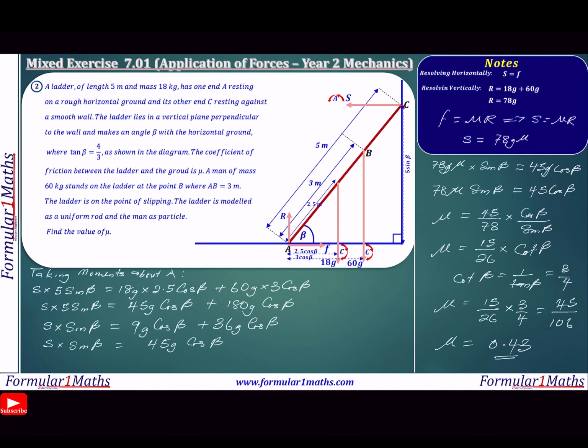And this brings us to the end of this session on application of forces. Mixed exercise 0.01.